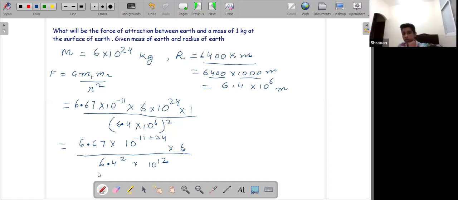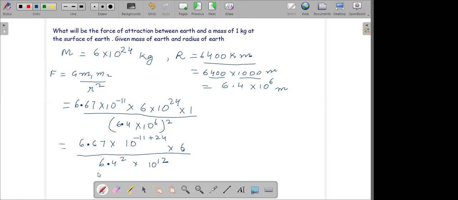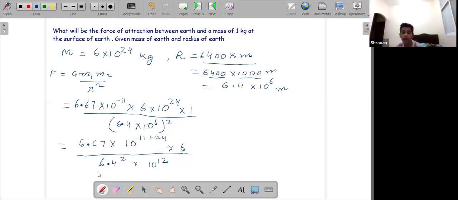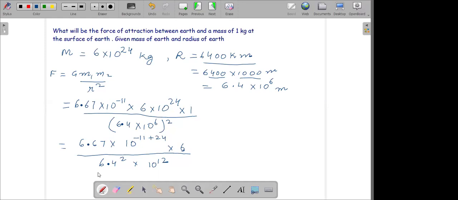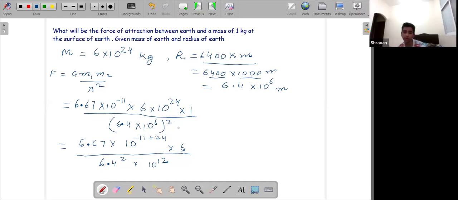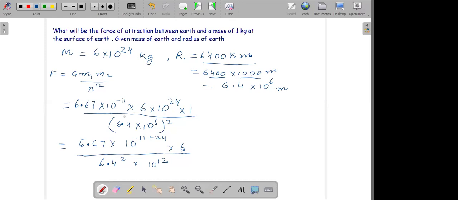No. Where was it different? The denominator or the numerator? The numerator, I didn't add the powers. Okay. So whenever you have a power of 10 here, and a power of 10 here, the bases are same, so powers can be added. This is negative 11, this is positive 24. So you add the powers.